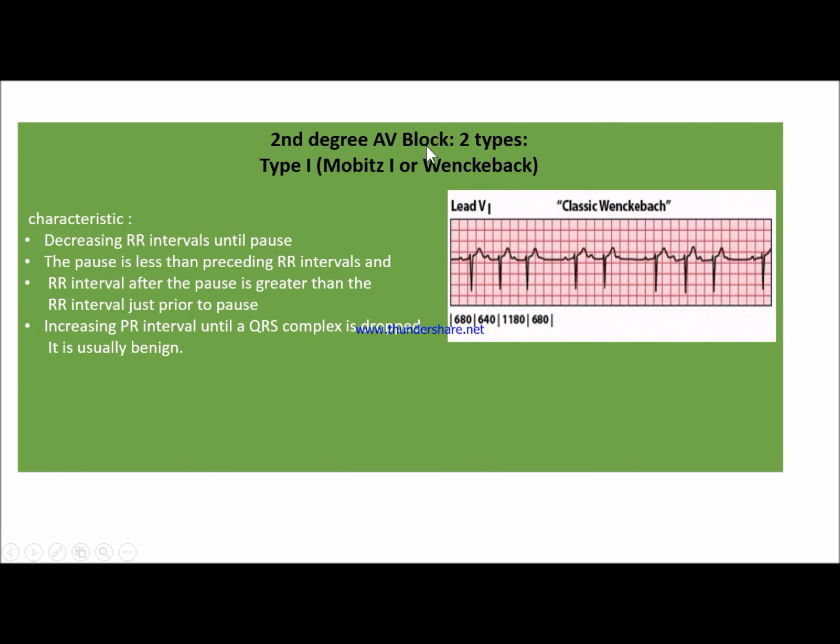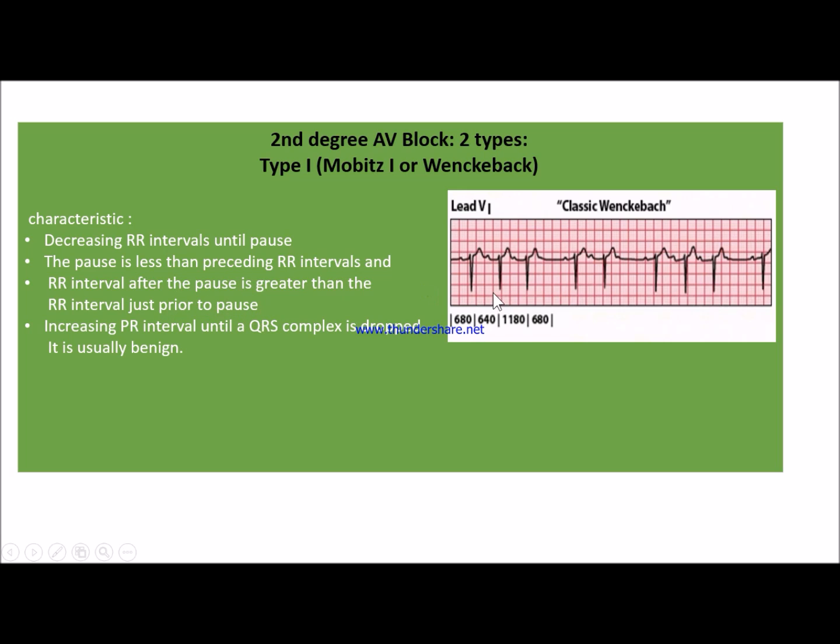Second degree atrioventricular block has type 1 and type 2. The first type is Mobitz type 1 or Wenckebach. In the second degree AV block, the characteristic is a decreasing RR interval until the pause. Here we can see one R wave, second R wave, third R wave, and then a pause. Again there is R wave, pause, three R waves, pause. The pause is less than the preceding RR interval, and the RR interval after the pause is greater than the RR interval prior to the pause.